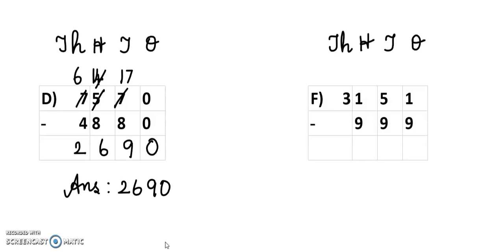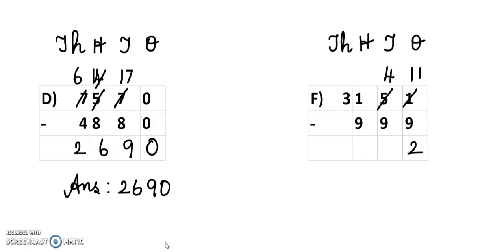So 1 minus 9 we are going to subtract. Listen, we can't subtract from the smaller number. So we have to borrow from the tens place. So 5 becomes 4. 1 becomes 11. Next 11 minus 9. 9 after 10, 11. So what is the answer?